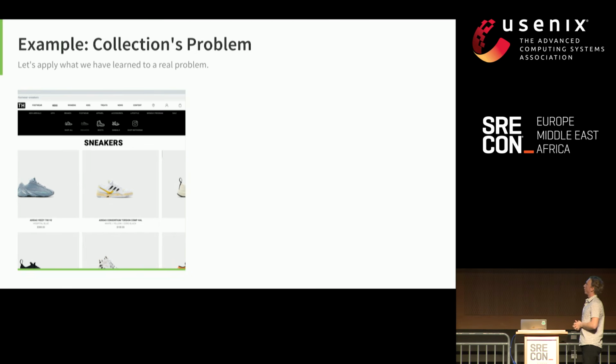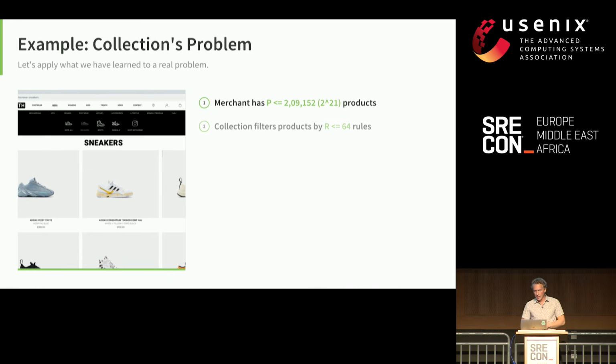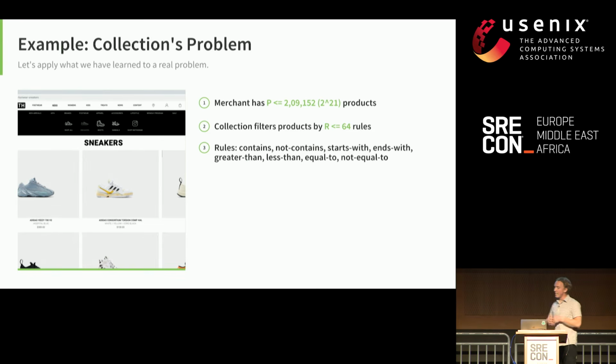So the first part of solving any sufficiently complicated problem is to start to really define the problem. First we place the assumptions and do the Fermi decomposition of this, saying, okay, there's probably around 2 million or so products for a merchant. Then we say that a collection can filter it by up to 64 rules, right? The merchant is adding some rules, and there's about 64 of those. Each one of those rules can take the form of, it contains the string cat, or the price is less than $300, and so on and so forth.